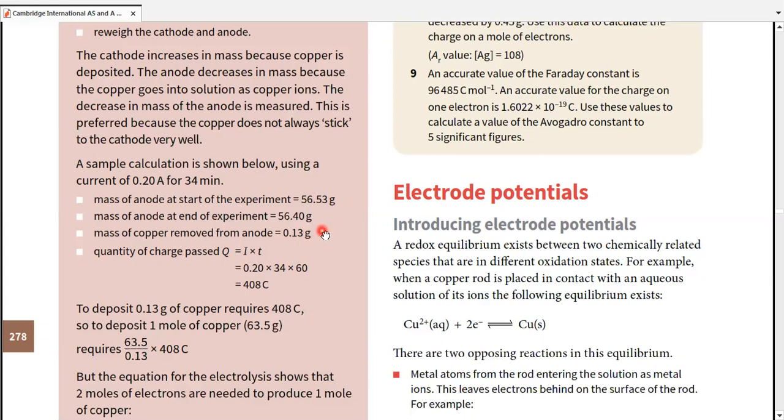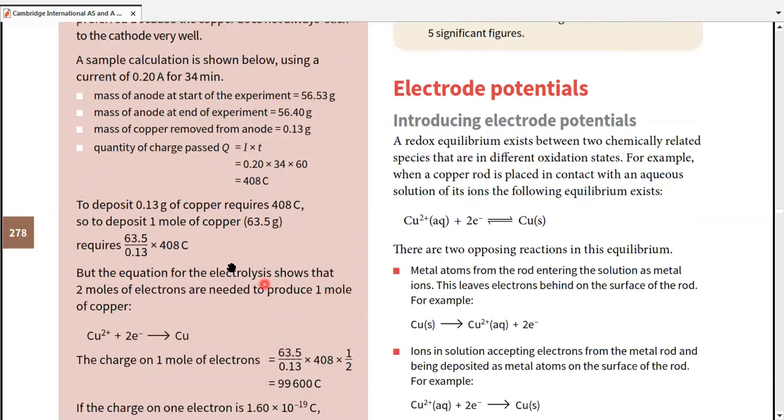It's a subtraction step. Quantity of charge passed is 0.20 multiplied by 34, as 34 is minutes, multiplied by 60 to convert it into the standard unit, seconds. And we have 408 coulombs for that purpose. So to deposit 0.13 grams of copper requires 408 coulombs.